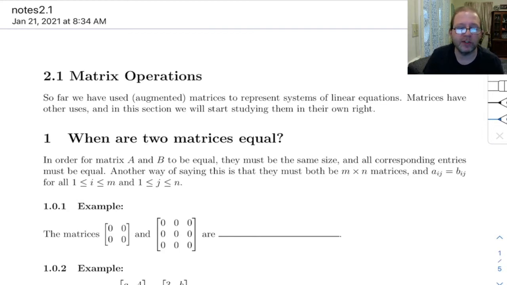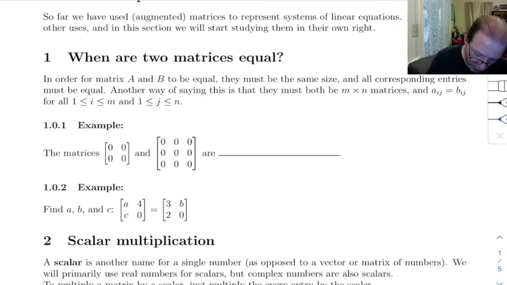Well, in order for two matrices to be equal, they have to be the same size and all the corresponding entries have to be the same. Another way you can say that is, in order for matrices A and B to be equal, they both have to be m by n. That implies that they're both the same size. And A sub ij has to be equal to B sub ij. All the entries have to be equal for all the valid values of i from 1 up to m and j from 1 to n.